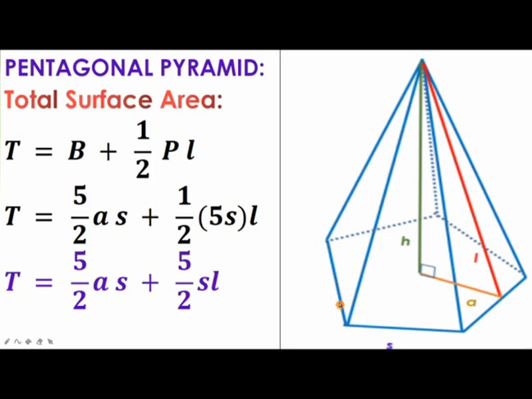Now, the base being a pentagon has an area of 5/2 A times S. The perimeter, on the other hand, is 5S because each of the 5 sides has a length of S. Therefore, the formula for the total surface area is now given by T is equal to 5/2 A times S plus 5/2 S times L. Again, A is the apothem, S is the length of the side of the pentagonal base, and L is the slant height.